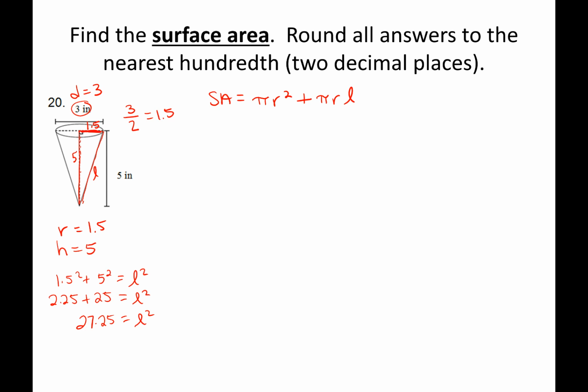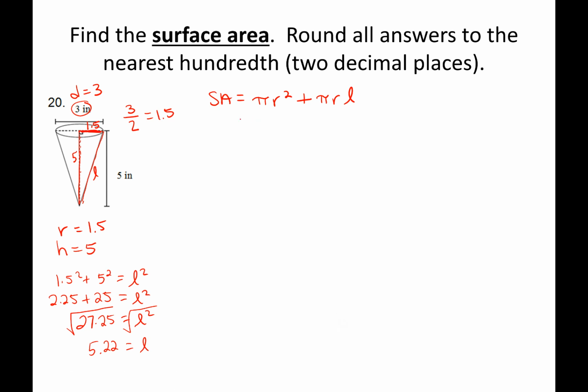For L squared. Then I just need to take the square root, and let's see what we get for that. Square root it. I square root both sides, and I get 5.22. That's a rounded answer for my slant height. Then it looks like I have everything to plug in, so I'm going to start plugging them in.